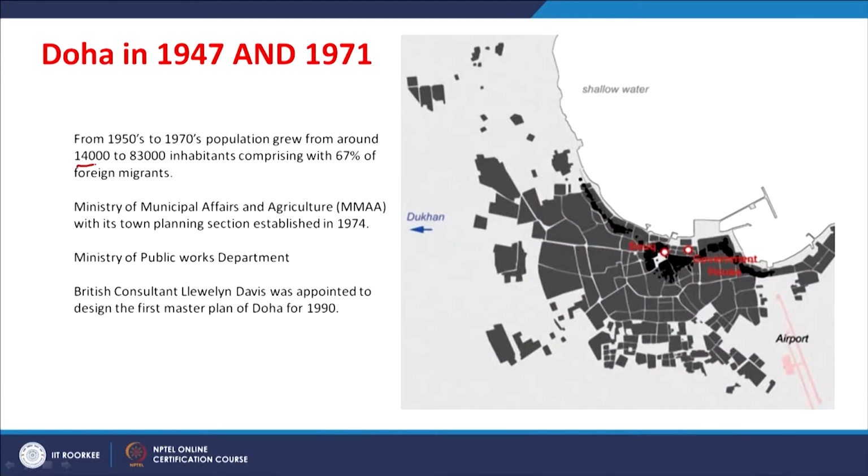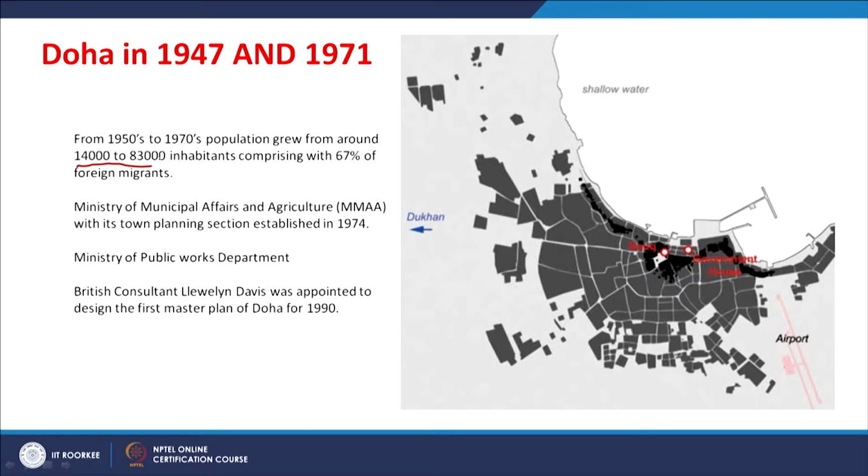obviously the foreign migrants, especially people from South Asia, people from Western countries and Thailand, and many others, started investing their businesses, and that is where it grew from 14,000 to 83,000 inhabitants, with foreign migrants comprising almost 67%.